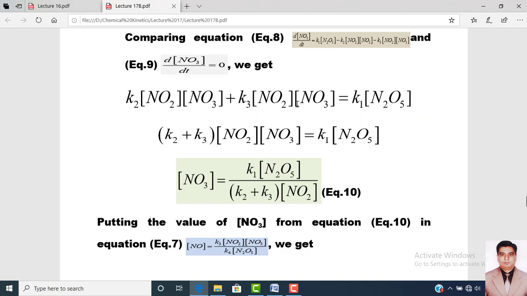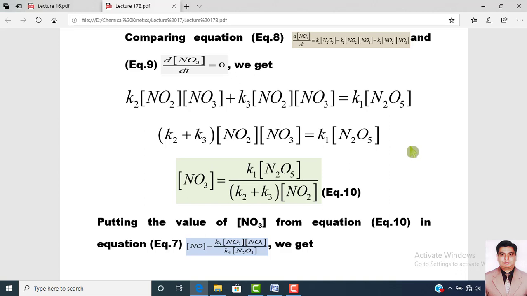Dear students, on this left hand side, you can see that the concentration of NO2 and NO3 is common. So if we take this common concentration out, then we can write this equation as K2 plus K3 into NO2 into NO3, because the concentration of NO2 and NO3 is common here. So K2 plus K3 into NO2 into NO3 is equal to K1 into N2O5.